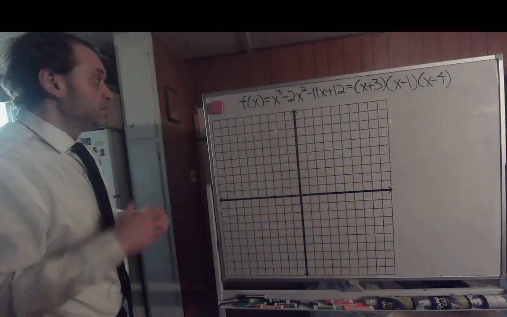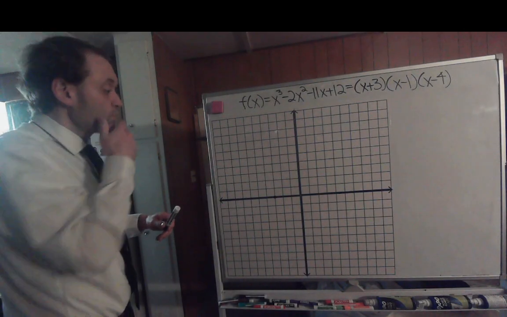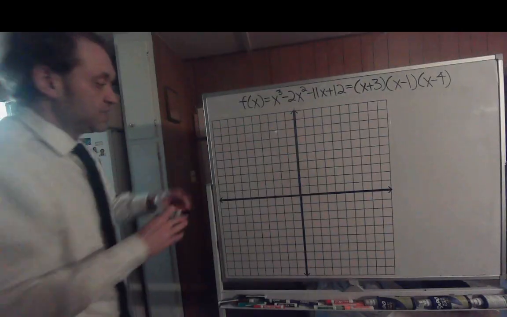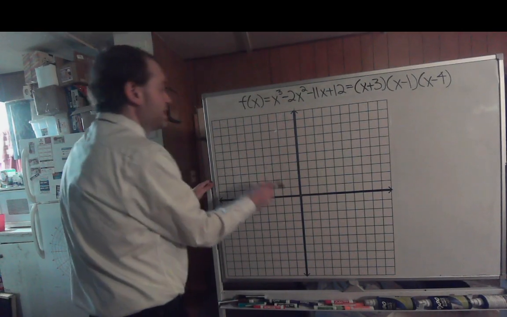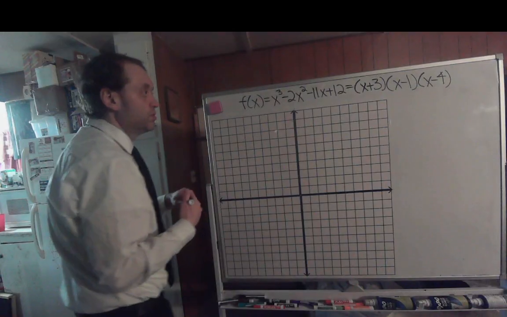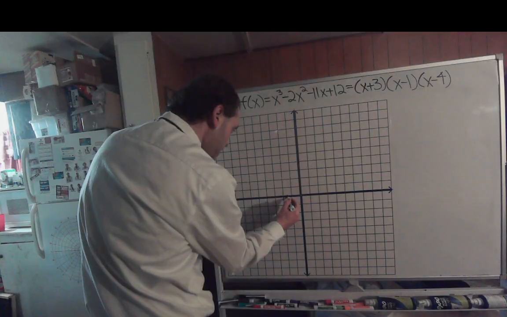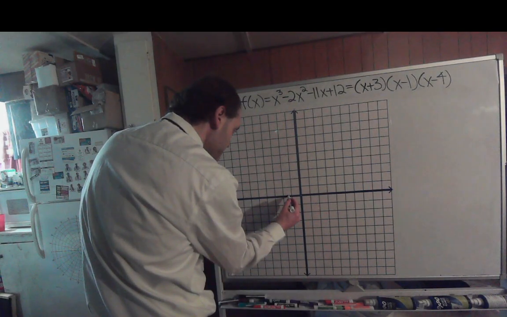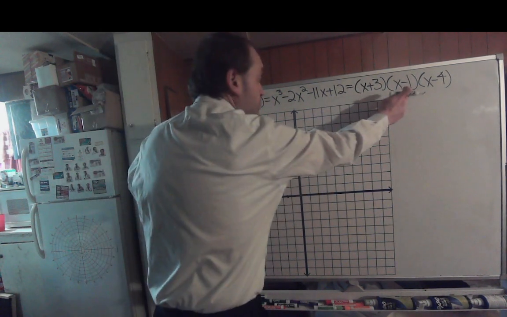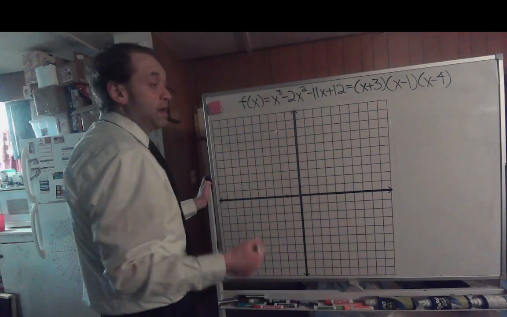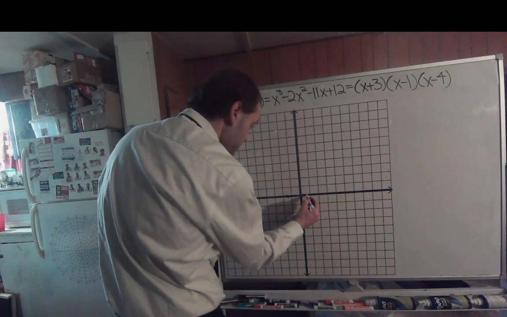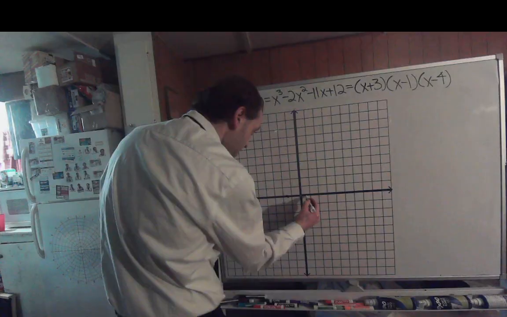And then, let's see. Actually, let's make one of these worth 2. There's a reason for that. Let's make one of these units worth 2 units. So negative 3, 0 will be right about there. Then x minus 1 equals 0. That would give you x equals 1. So here's about 1, 0 right there.